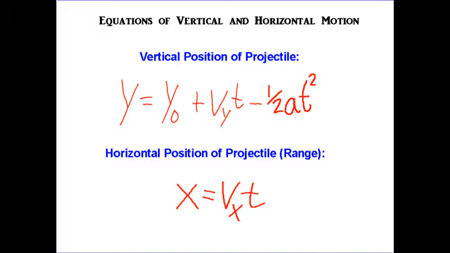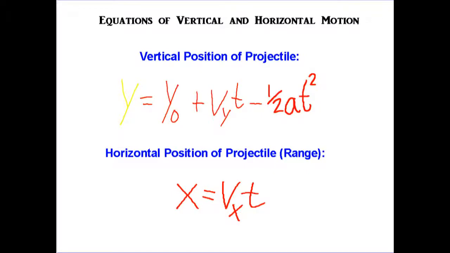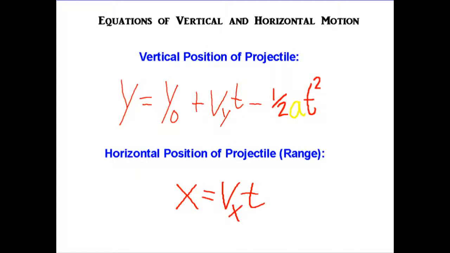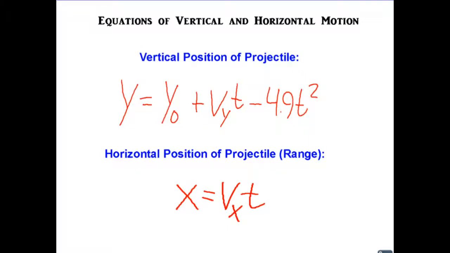The factors can be used in these 2 equations. The first equation is used to determine the vertical position of a projectile. Y equals the vertical distance traveled. Y sub 0 equals the initial height of the projectile. V sub y equals the initial vertical velocity. T equals time. A equals the acceleration due to gravity. On Earth, half of the acceleration due to gravity is 4.9.